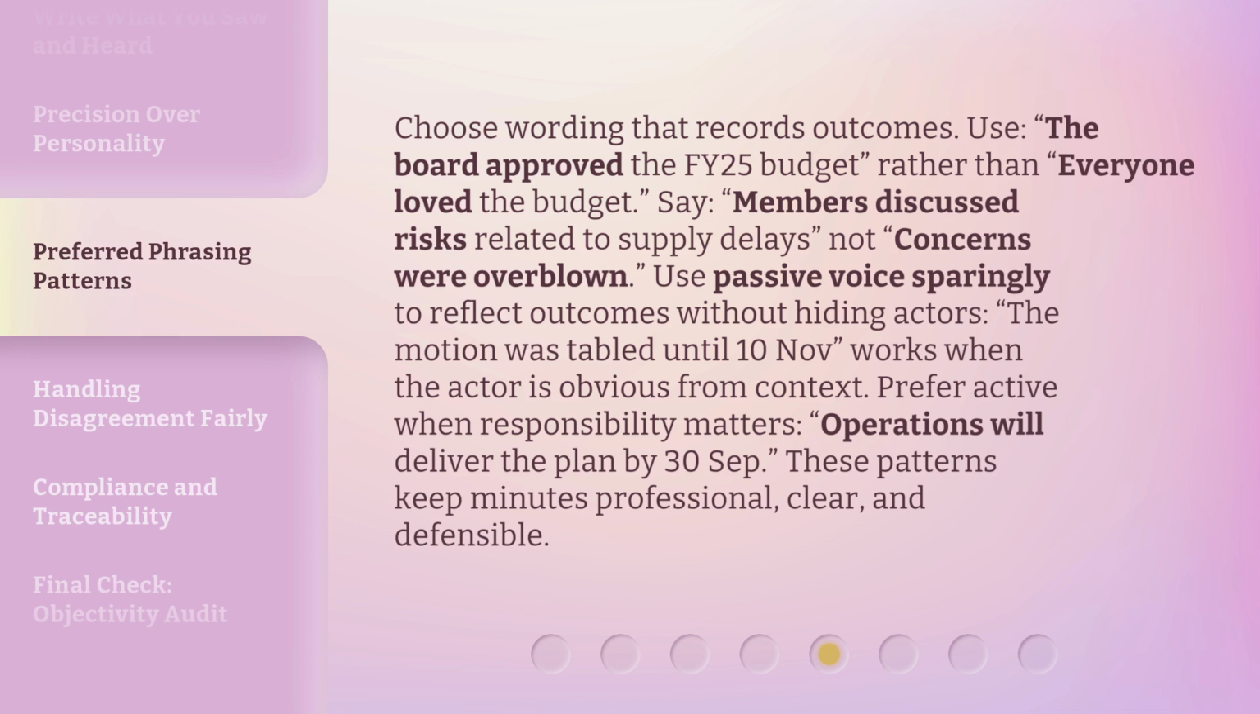Use passive voice sparingly to reflect outcomes without hiding actors. The motion was tabled until the 10th of November works when the actor is obvious from context. Prefer active when responsibility matters. Operations will deliver the plan by the 30th of September. These patterns keep minutes professional, clear, and defensible.